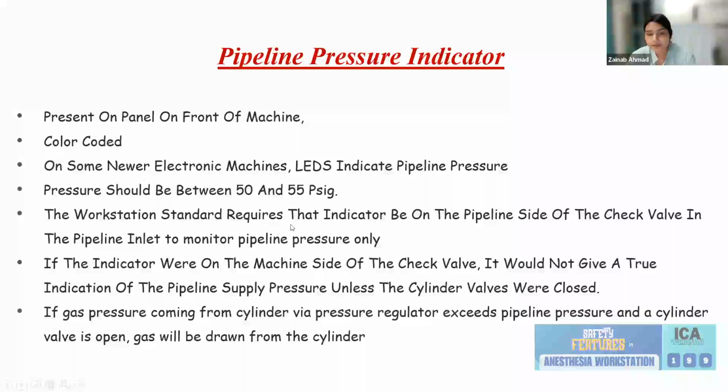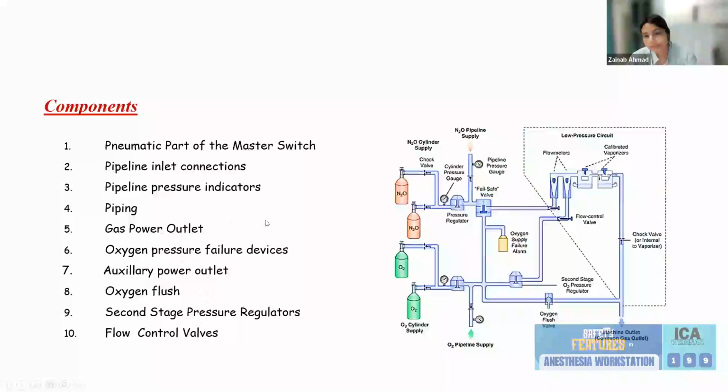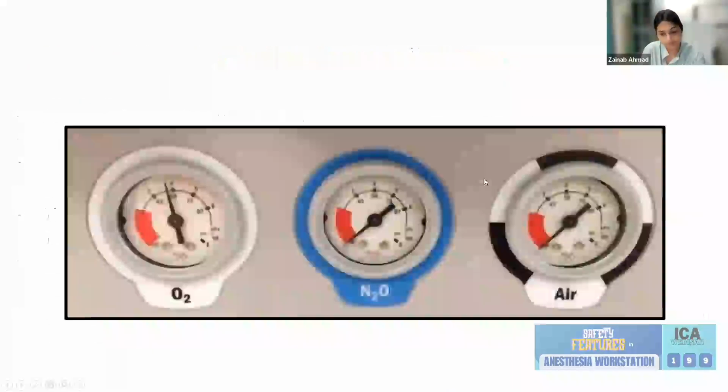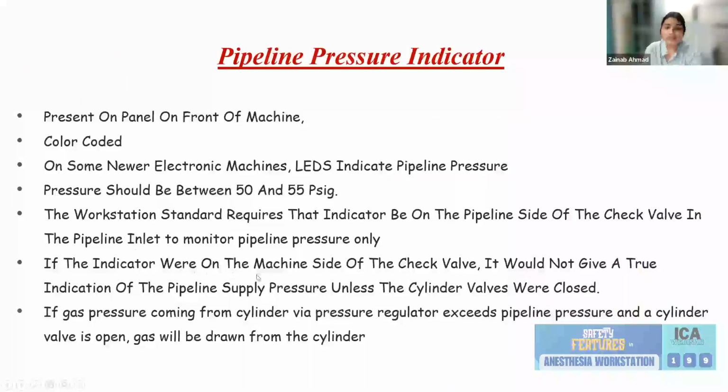The workstation standard requires that the indicator be on the pipeline side. If the indicator is on this side, it will preferentially read this, and if the cylinder valve is open, it will show the pressure of the cylinder, not the pipeline. So our pipeline pressure gauge should be near the pipeline. If the indicator were on the machine side of the check valve, it would not give a true value.